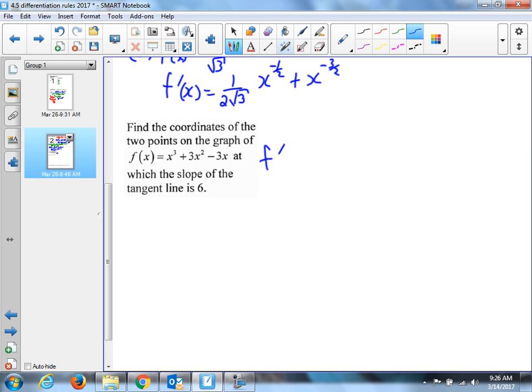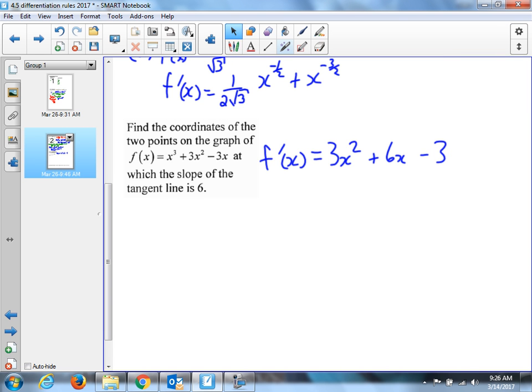We do the derivative, and this is a slope-making machine, right? 3x squared, 3 times 2 is 6x, minus 3. Hey, not only that, it's a function I can live with. It's a quadratic. I love quadratics. I live for quadratics. I do.